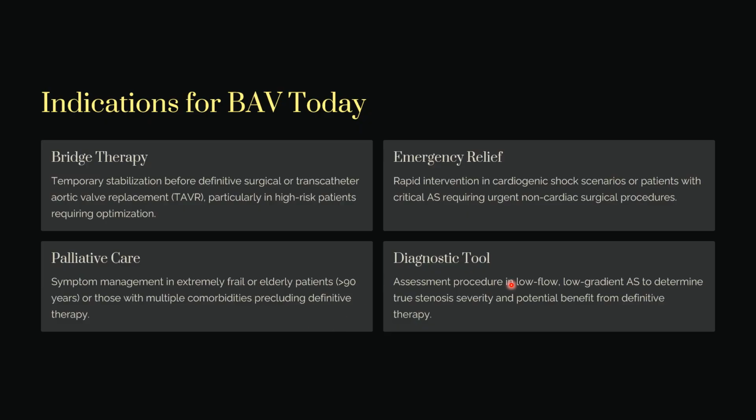Diagnostic tool. So assessment procedure is low flow, meaning how slowly the blood flow is going. Low gradient AS to determine the true stenosis. Now what is low gradient AS? It is a condition where a patient has a small aortic valve area indicating severe aortic stenosis but a low mean pressure gradient across the valve.